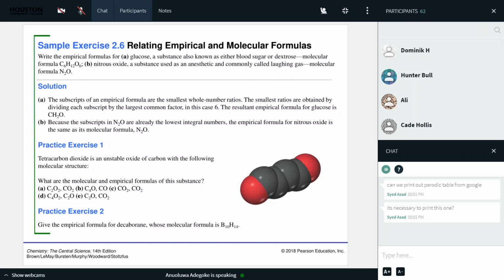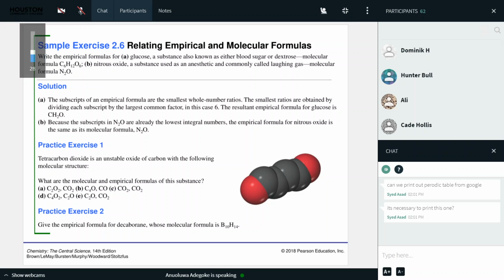All right, look at practice 1. Tetracarbon dioxide is an unstable oxide of carbon with the following molecular structure. We're going to look at structures as well in this chapter 2 before we finish, and at the best way to represent our structures in chemistry, especially organic compounds. The question says, what are the molecular and empirical formulas of this substance? Basically, we want to see which of them is both the empirical and molecular formula.